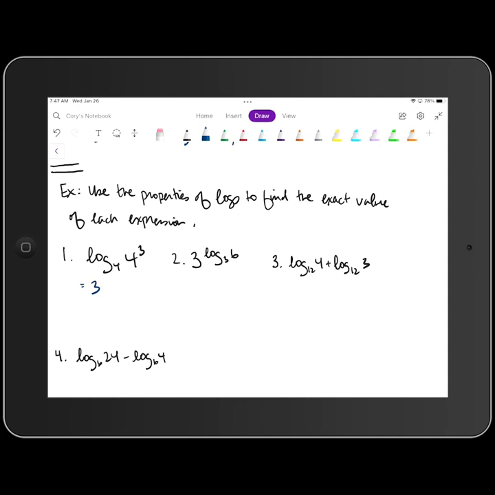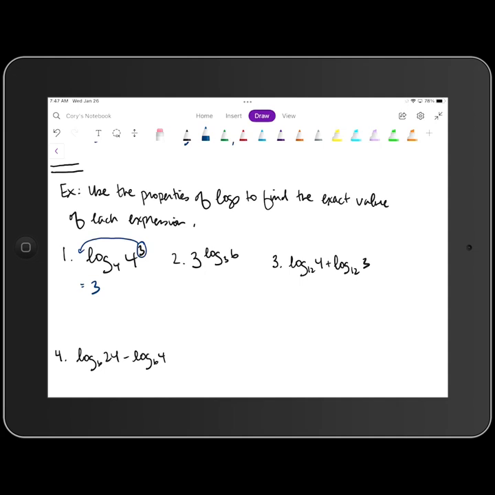The other approach that you can take is to take the exponent, pull it out front as a factor, which gives you 3 times the log base 4 of 4. And then using property, I believe it was number 2, because the log base matches the argument, the value of that log is 1, so you get 3 times 1, which is equal to 3.